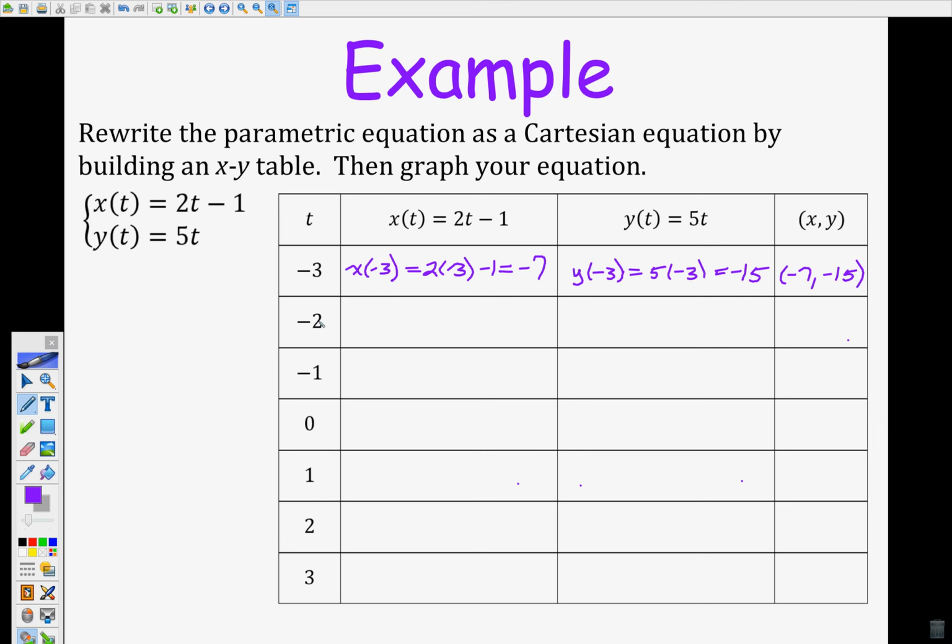I'm going to do this again now when time is -2. I have x of -2 is equal to 2 times -2 minus 1. So that would be -4 minus 1, which is -5. And then I'm also going to plug it in for y of t. So y of -2 is equal to 5 times -2, which is -10. So I get the point -5, -10.